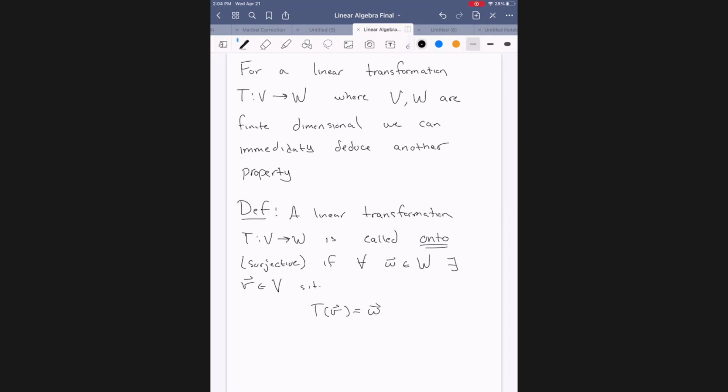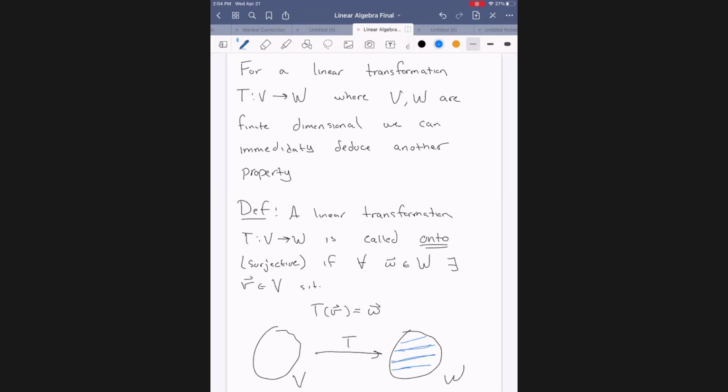So what does that mean? If you were to draw it in a picture, and here's V and here's W, and here's T going between both of them, everything in W is hit by T, is basically what it says. So everything that's in W is being hit by T under the image of some vector in V. So that's what onto and surjective means, right?